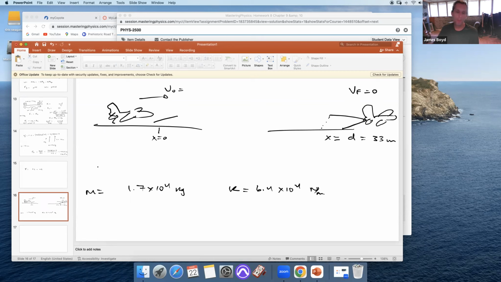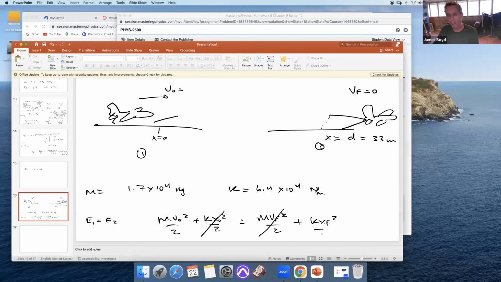Okay, so first of all, energy 1 is equal to energy 2. This is our 1, this is our 2. Energy 1 is mv0 squared over 2. We could write kx initial squared over 2, but this is 0. And mv final squared over 2, which is 0, plus kx final squared over 2, which is our d. Okay, and so we see that the initial kinetic energy is again equal to the final spring energy. You can plug in d there if you want.